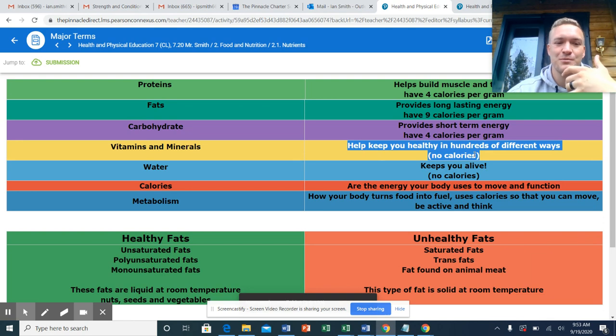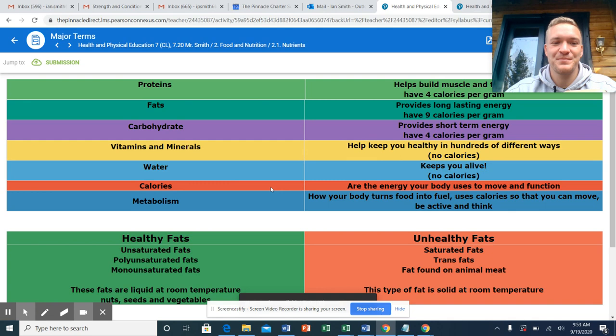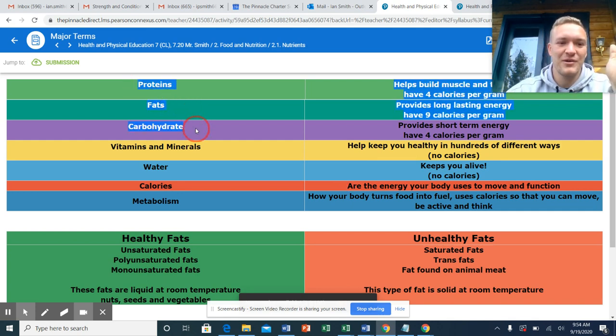Veggies are super good for us. Fruit is super good for us because of how many vitamins and minerals they have. Water, pretty self-explanatory. We need it to live. It also does a ton of things for us, but basically, if you don't have water, you'll die really quick. So calories. So we're going back to our macro nutrients.